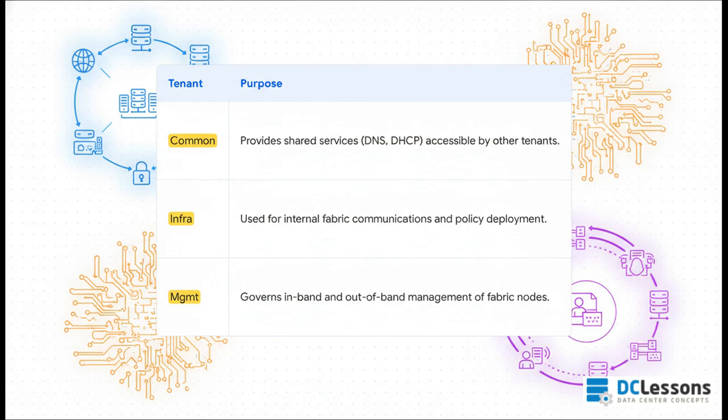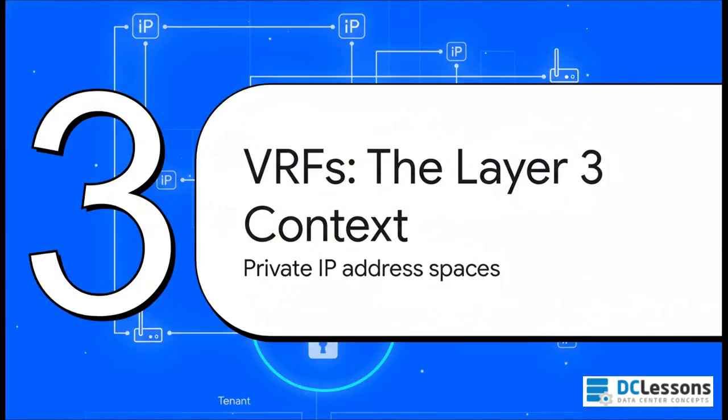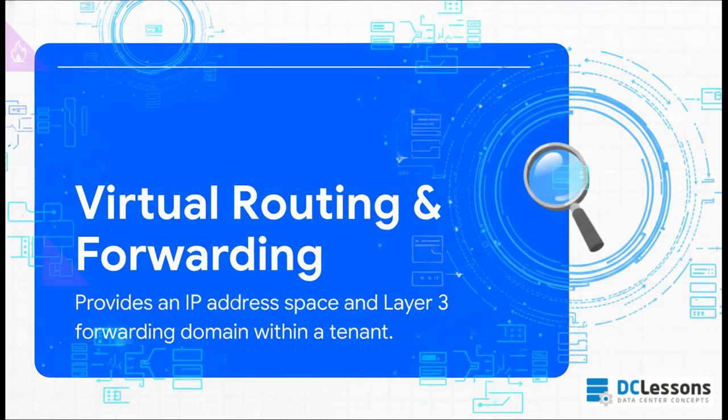Okay, let's drill down one level from the tenant and get into the Layer 3 context. We're talking about the virtual routing and forwarding instance, or as we all know it, a VRF. This is where we carve out our private IP address spaces and define all our routing policies. Now, for anyone who's been in networking for a while, a VRF in ACI serves the exact same purpose you're used to. It's basically a virtual router. It has its own completely separate routing table.